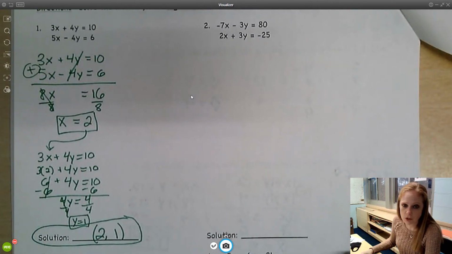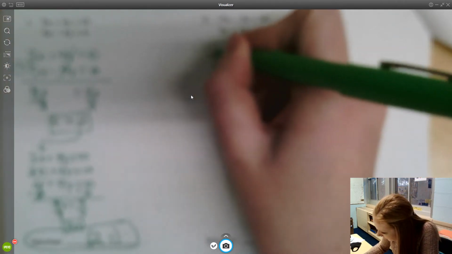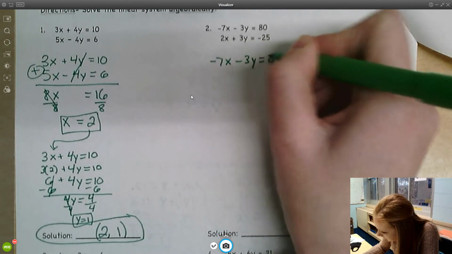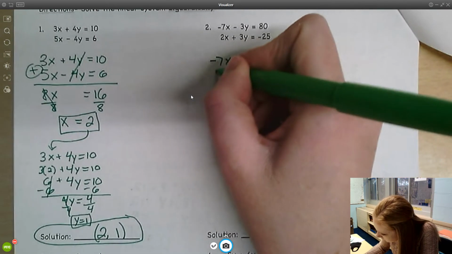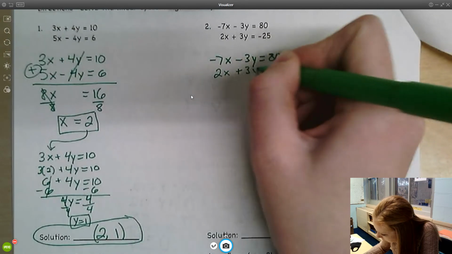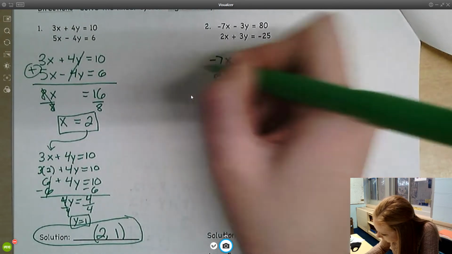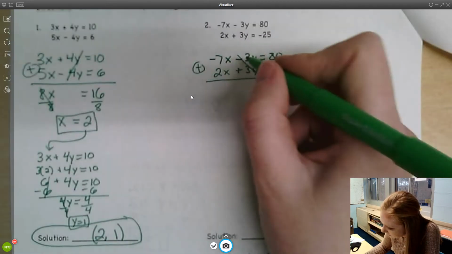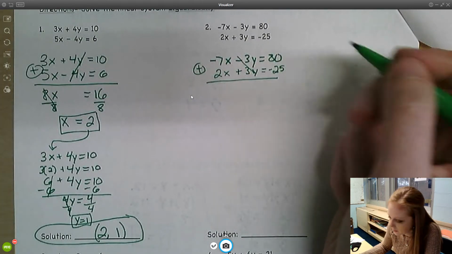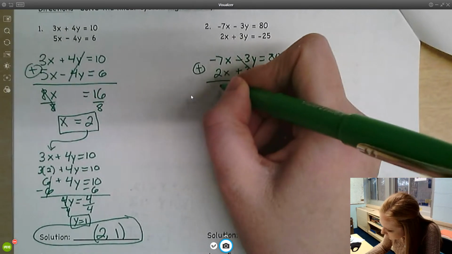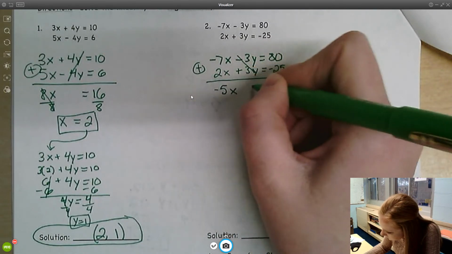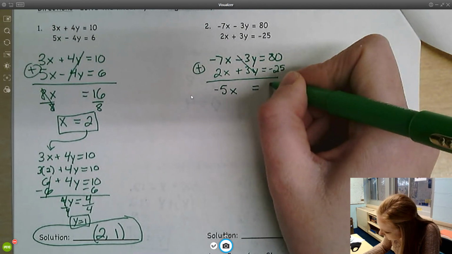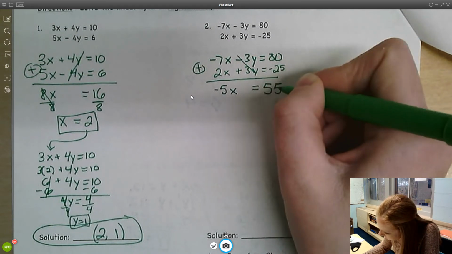All right, for number 2, again, look for pairs that are going to cross out. So here we have negative 7x minus 3y equals 80, and 2x plus 3y equals negative 25. So when I add these two equations together, my y's are going to cancel out. A negative 3y plus 3y is 0 y's. Negative 7x plus 2x is going to give me negative 5x. 80 minus 25 is going to give me 55.